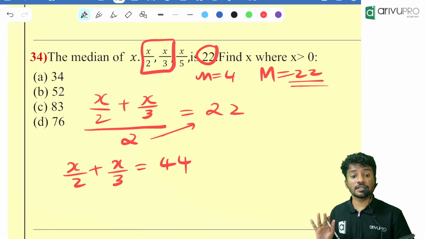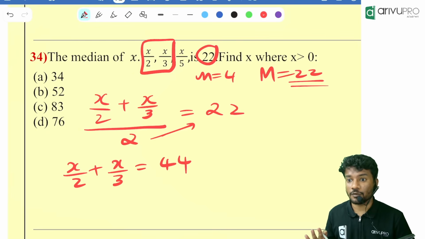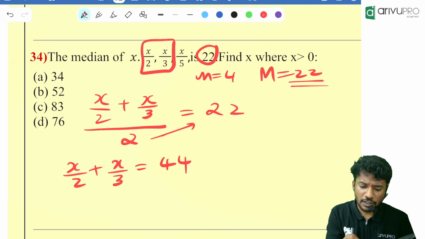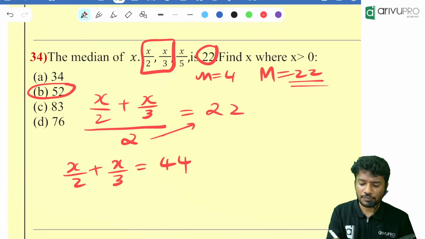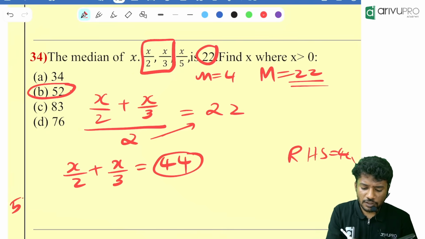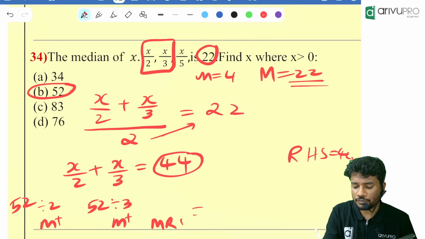Now, if you are like, sir, I don't want to take LCM, I'm not good with LCM, you will take options. You will do option hitting and check which is giving you the nearest answer. So how to do option hitting? You will take 52. Take your calculator. RHS is equal to 44. Take option B: 52 divided by 2 plus 52 divided by 3. How much are you getting?